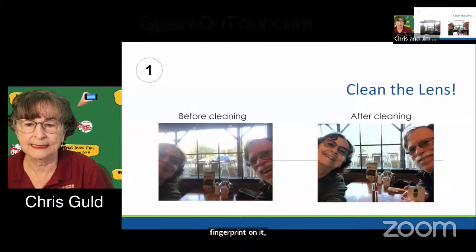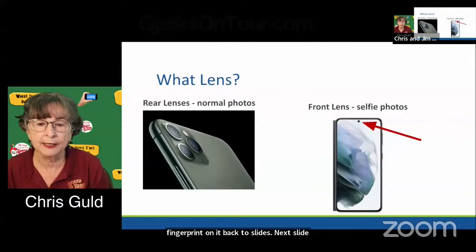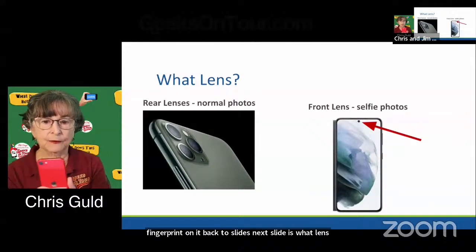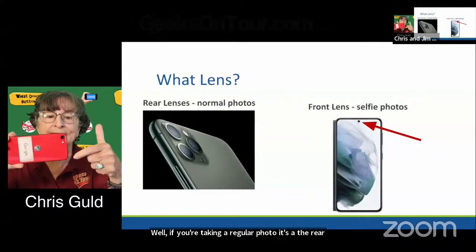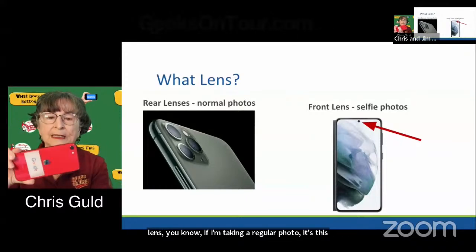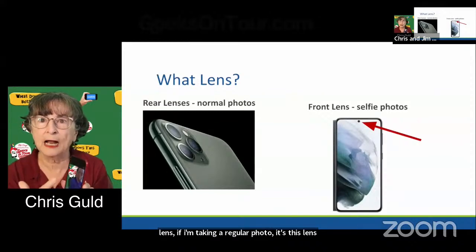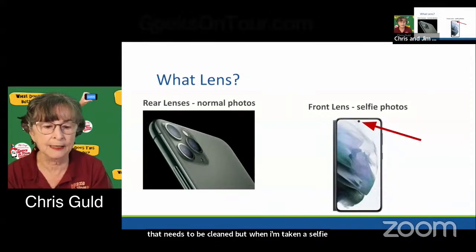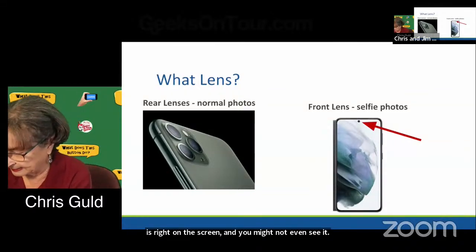Back to slides. Next slide is what lens? Well, if you're taking a regular photo, it's the rear lens. You know, if I'm taking a regular photo, it's this lens that needs to be cleaned. But when I'm taking a selfie, the lens is right on the screen and you might not even see it. So how can you tell for sure where that lens is?